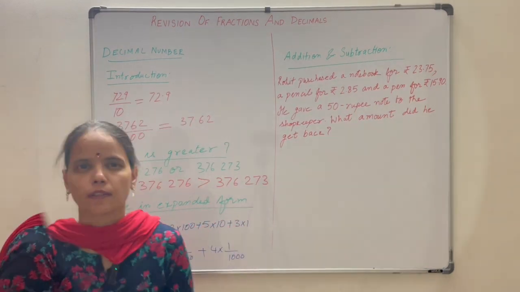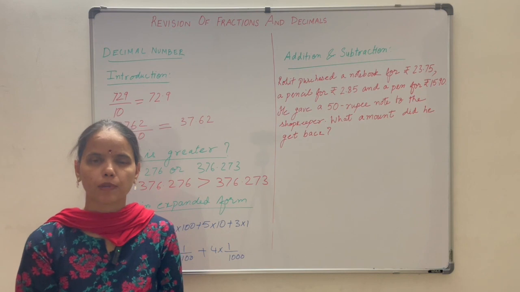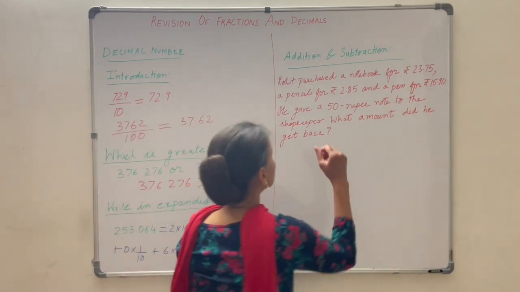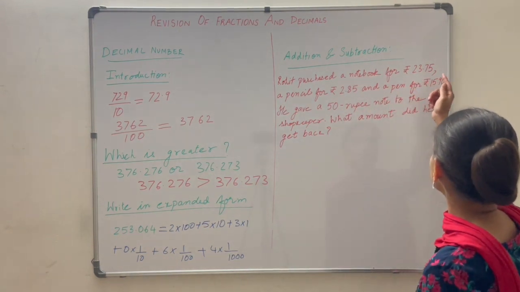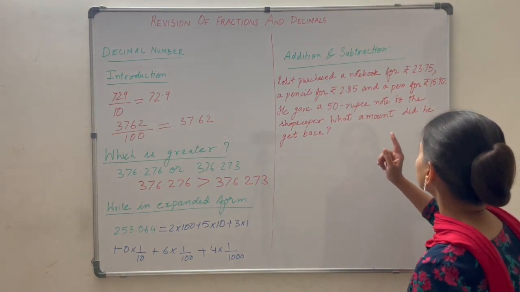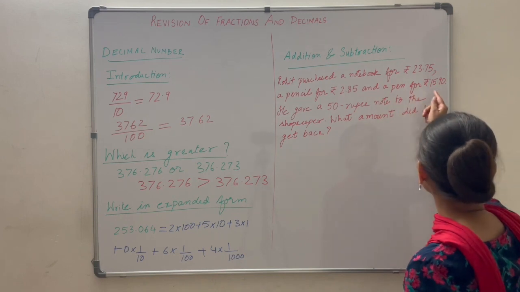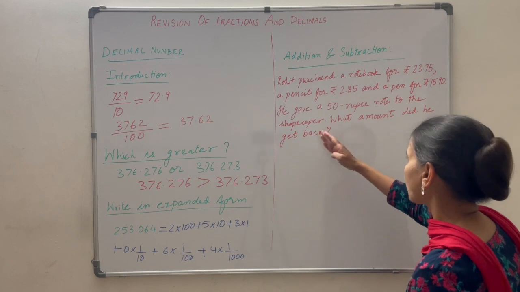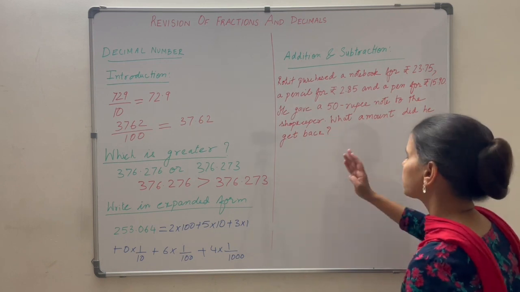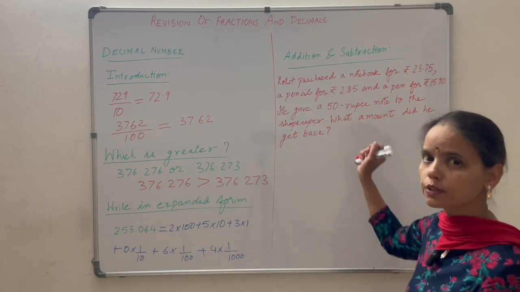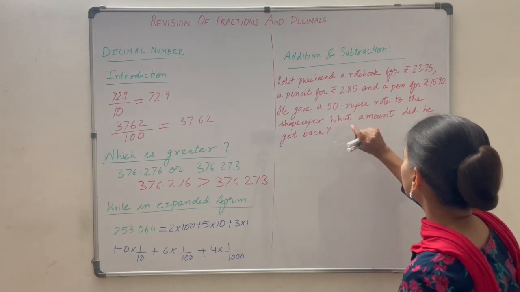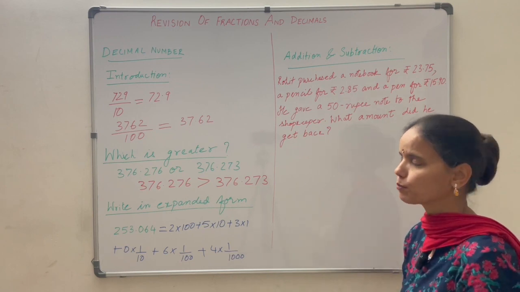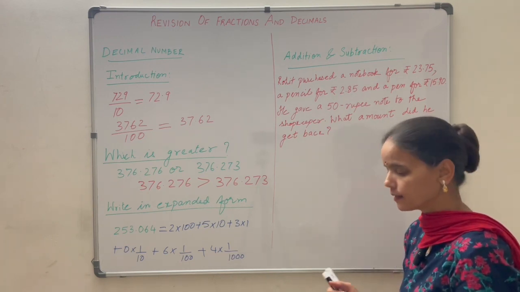Okay. Now let us see how to add and subtract decimal numbers using a word problem. So Rohit purchased a notebook for rupees 23.75, a pencil for rupees 2.85 and a pen for rupees 15.90. He gave a 50 rupee note to the shopkeeper. What amount did he get back? So you need to first add these numbers and then you have to subtract from 50 to find out how much amount he is going to get back from the shopkeeper. So let us add these numbers.